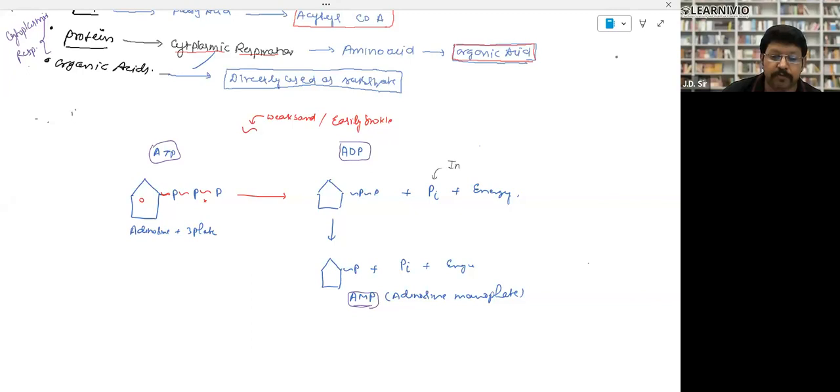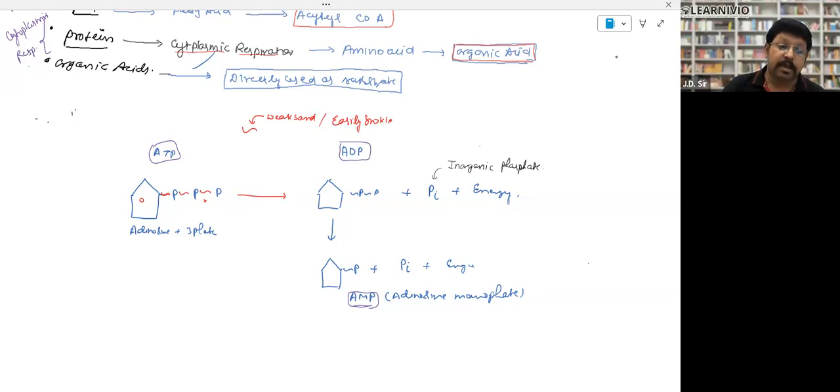We call it inorganic phosphate. It gets separated, energy is liberated, and we use that energy in working. Now there are only two phosphates, so we call it ADP, adenosine diphosphate. In exceptional cases, not regular. So normally ATP breaks down into ADP and energy is liberated, right?